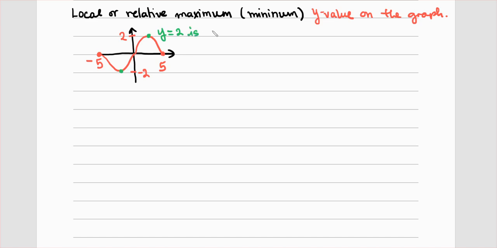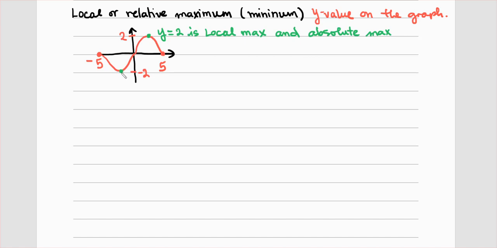y equal 2 is our local max and also our absolute max. So now I introduce another concept, absolute. It means that that will be the greatest. And again, when we talk about the absolute max, that is the greatest. So we can have more than one local max, but we only have one absolute max.